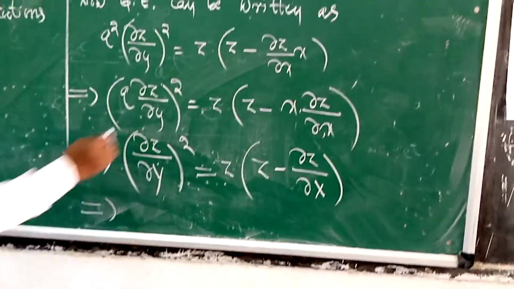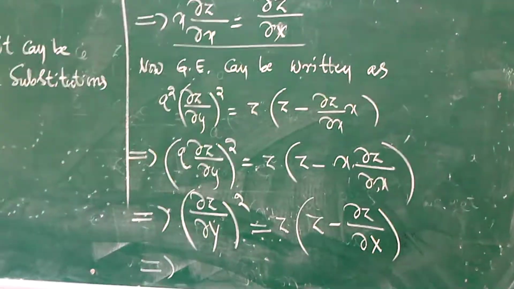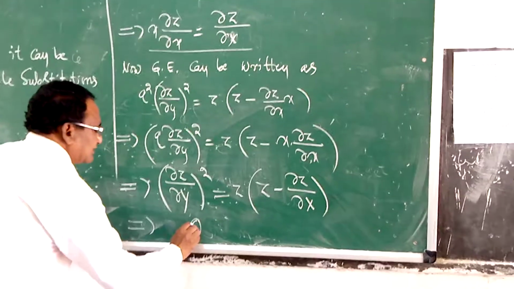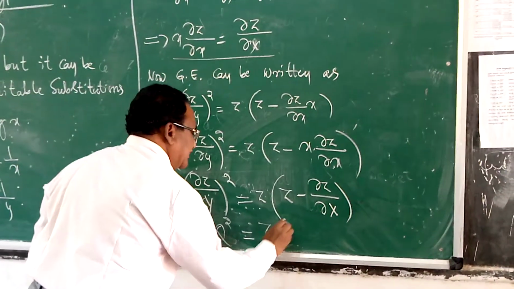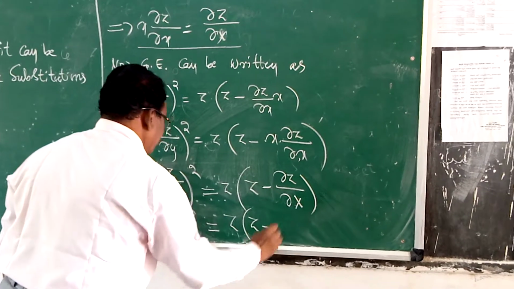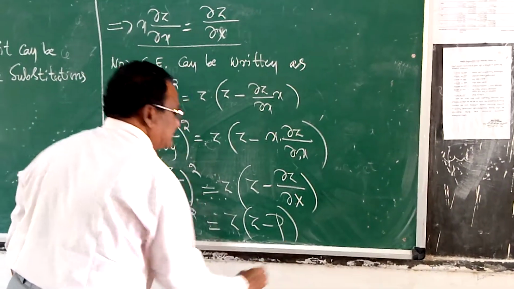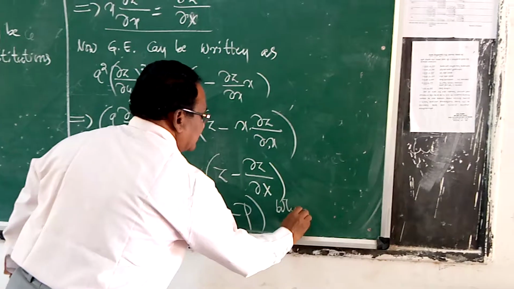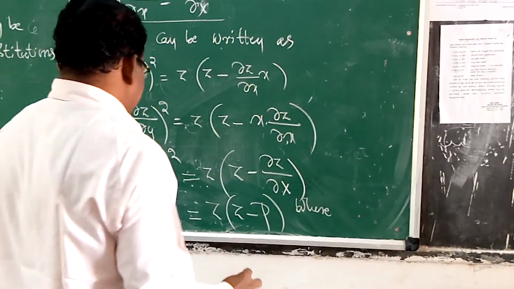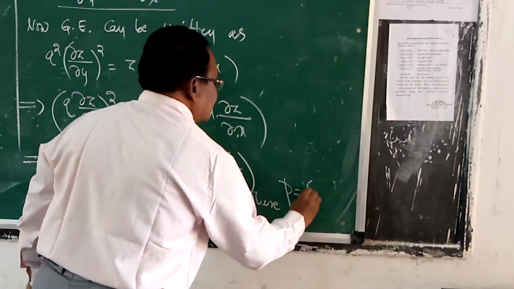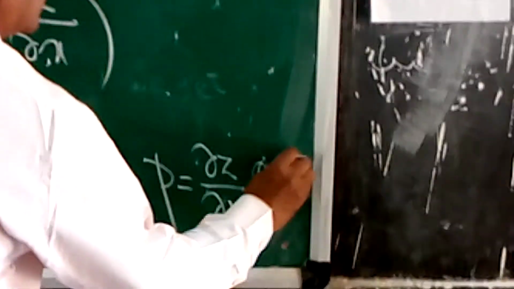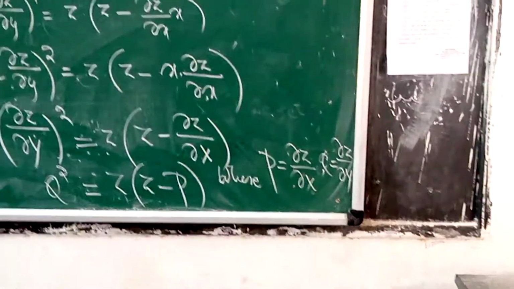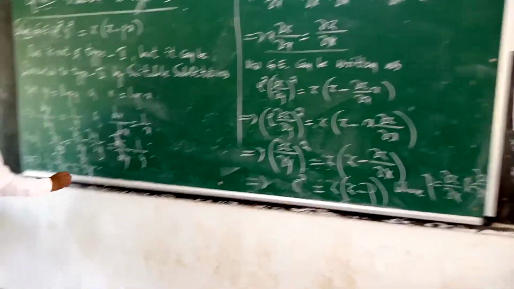Here you replace dou z by dou capital Y by capital Q. It is Q squared is equal to z into z minus capital P, where please write down these notations: P is equal to dou z by dou capital X and Q is equal to dou z by dou capital Y.